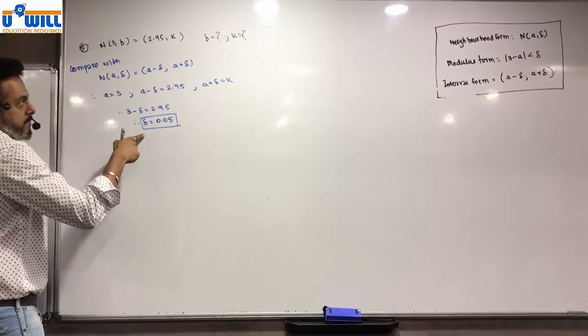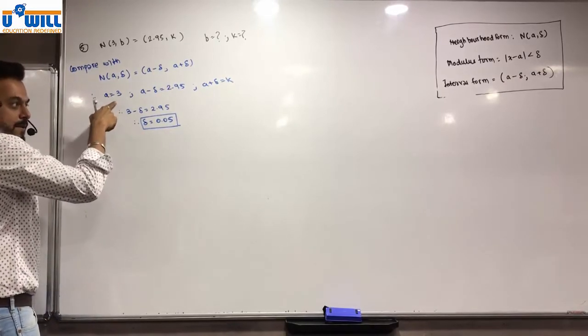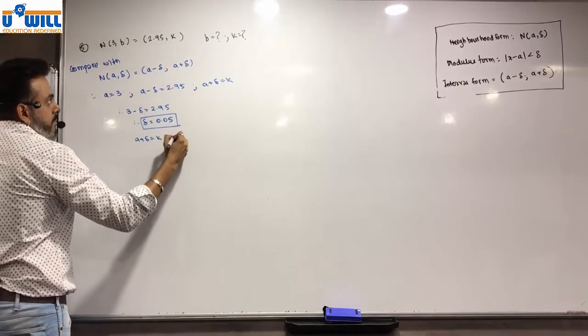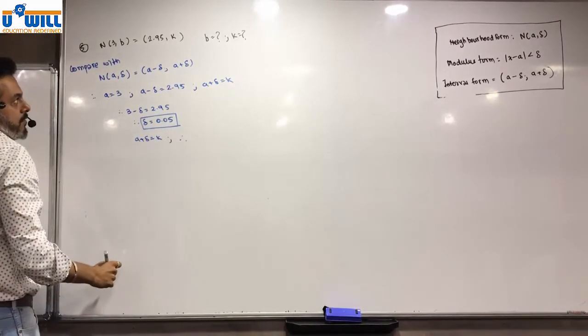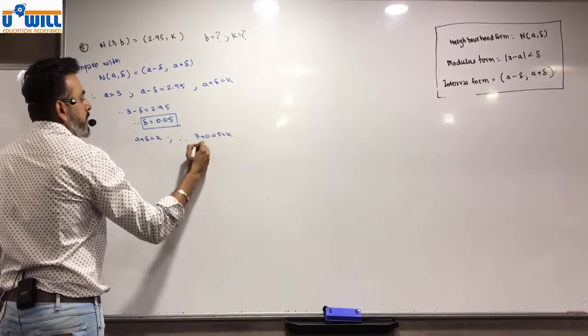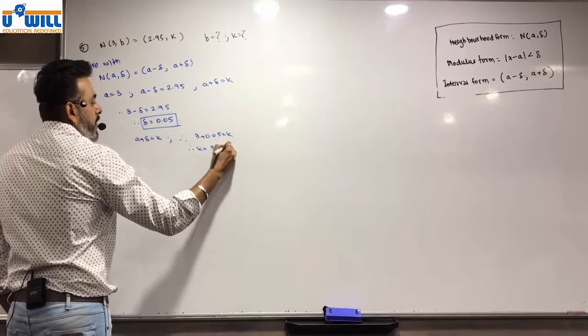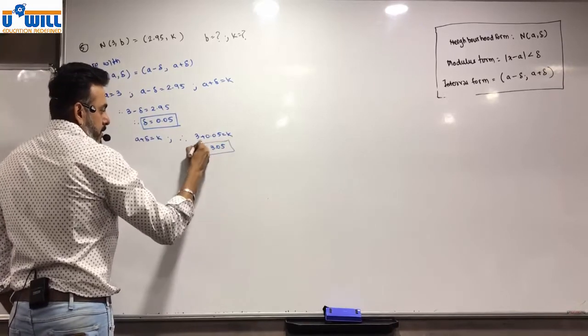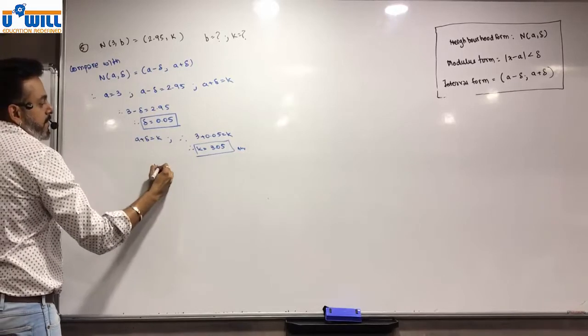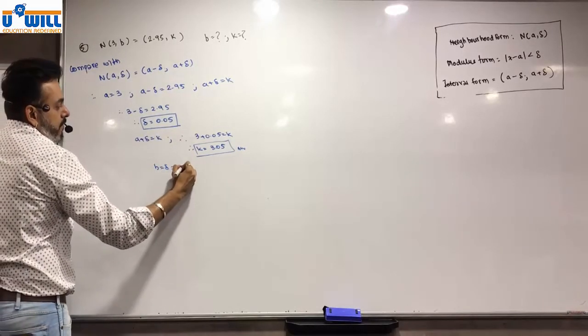We got delta, and a we already have, so a plus delta is equal to k. Therefore, 3 plus 0.05 is equal to k. K is equal to 3.05. We got this answer. And what is b? B is equal to delta, which is equal to 0.05.